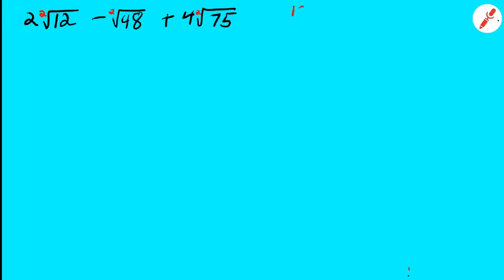All right, 12 will break down into 4 times 3, which is 2 times 2 times 3. There are 2 2's. So the square root of 12, now see, it's being multiplied by 2, so I'm going to write 2 out here, and then the square root of 12 can be written as 2 times the square root of 3. Now I'm going to subtract the square root of 48.